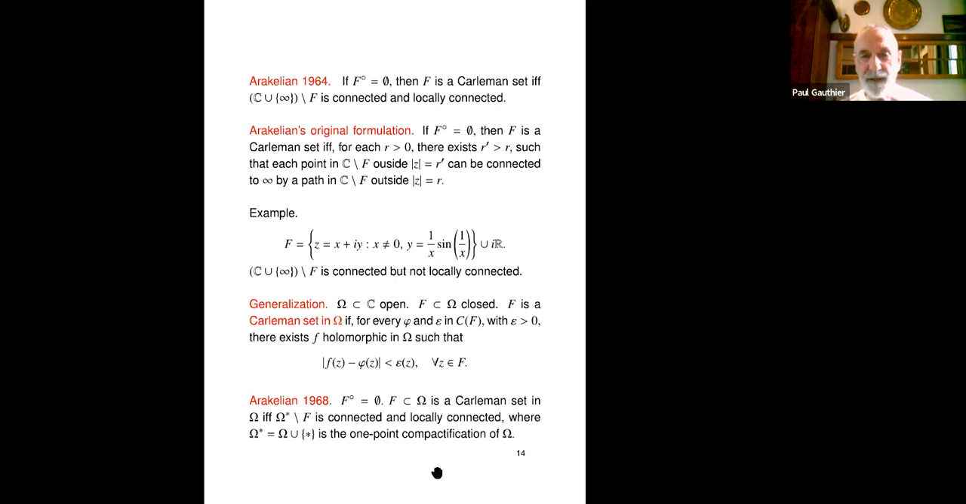Here's an example. Take F to be the curve z equals x plus iy, where y is equal to sine 1 over x. So it oscillates bigger and bigger as x approaches 0. And to make sure it's closed, just add the imaginary axis. Then the complement of F is connected. For any point in the complement, you can draw a vertical line going to infinity that misses the graph. But it's not locally connected. These big loops prevent it from being locally connected at infinity.